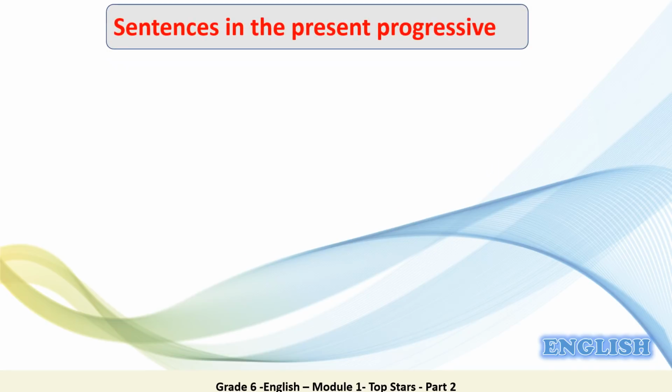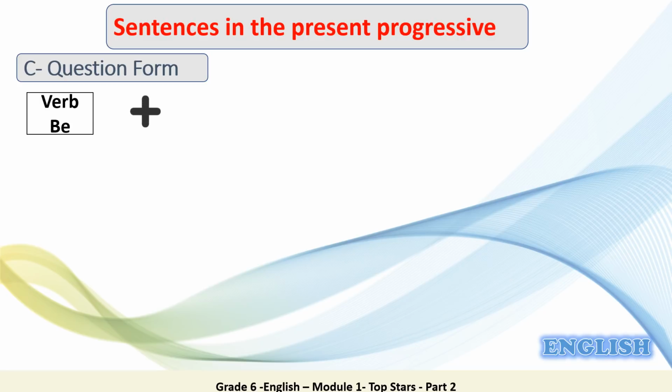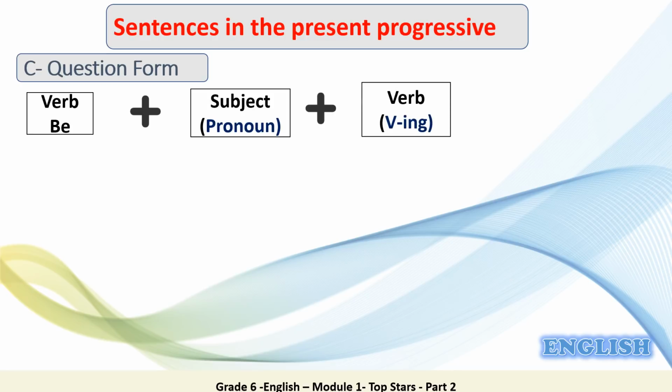Now, let's try forming questions using the present progressive. Now, this is a little bit tricky here because this time we're not starting with the subject. We're starting with the verb be. Yes, and then we add the subject and then we add the main verb plus ing. So the subject is going to be between the verb be and the main verb. All right, let's see how.